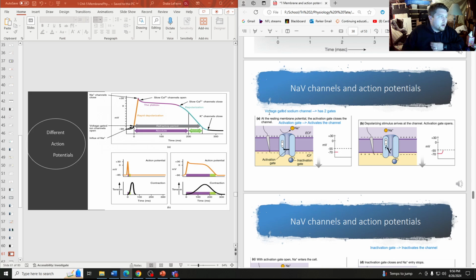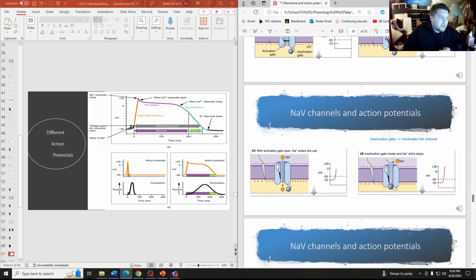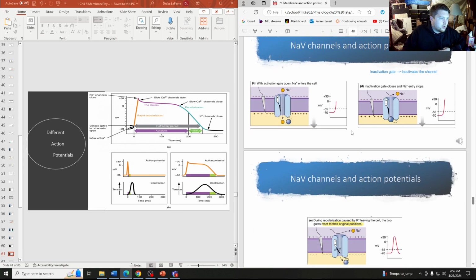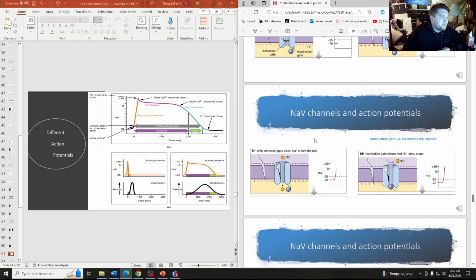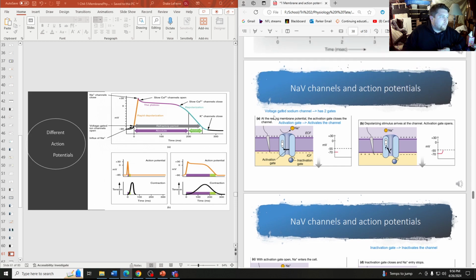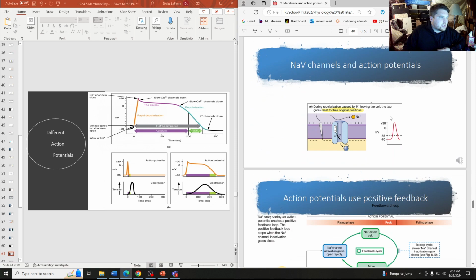Here we've already talked about this, about our sodium gated versus our potassium gated, and how all of these happen. These slides do a pretty good job of laying it out specifically, step by step. So I recommend looking through these slides as well.